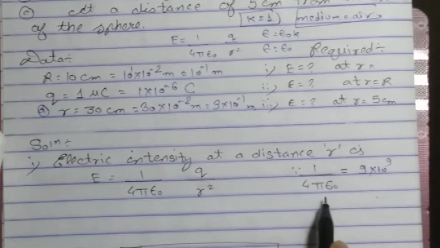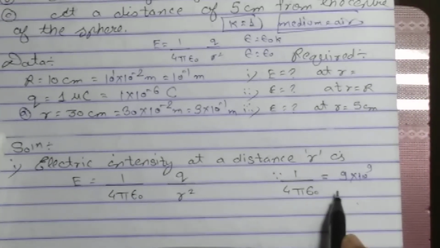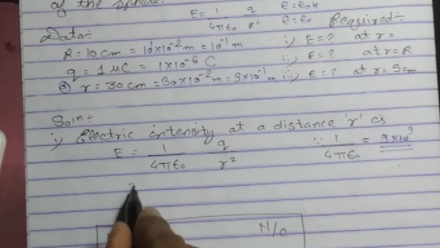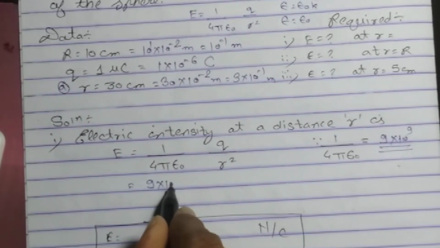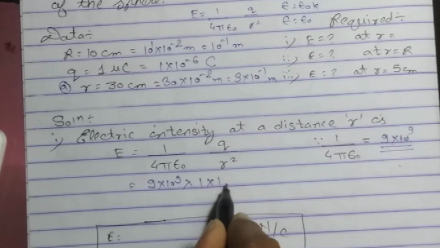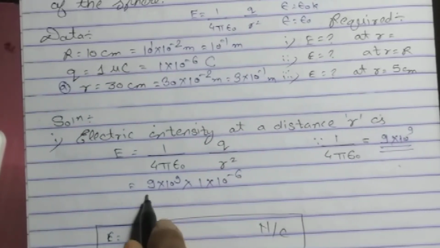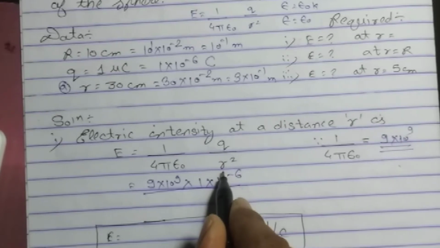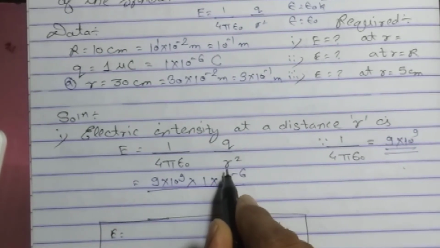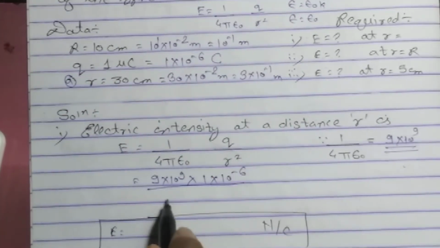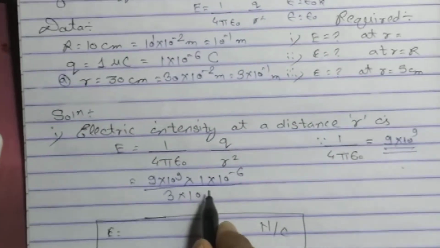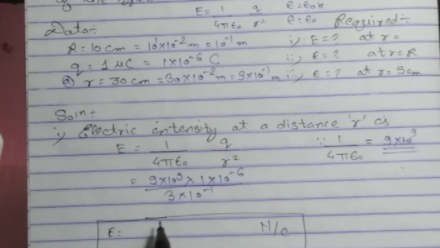Okay, so students, let me write down the formula. 1 upon 4 pi epsilon naught, you know that value from 11th standard, 9 into 10 raised to 9. So I will put here 9 into 10 raised to 9. What is the value of Q? Students, we provided over here 1 into 10 raised to minus 6. And small r, students, here I am not going to put the value of capital R. I am going to put the value of small r. So what is small r here? 3 into 10 raised to minus 1. So students, let me solve.